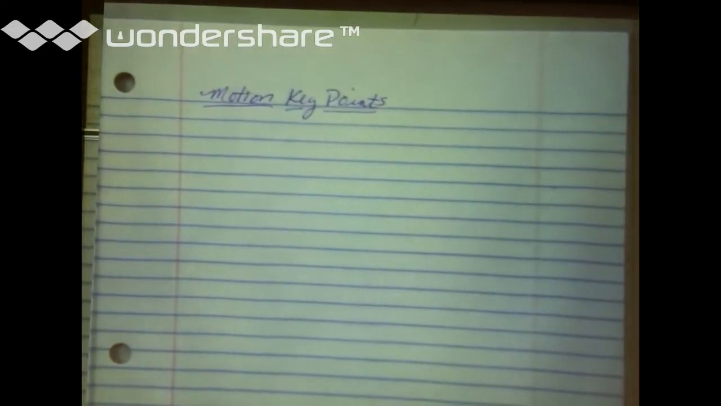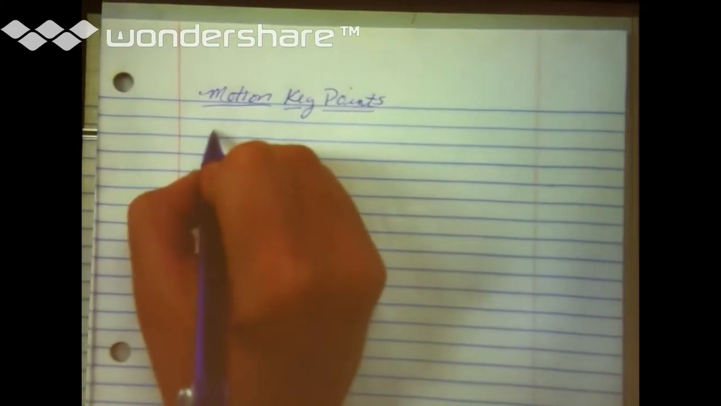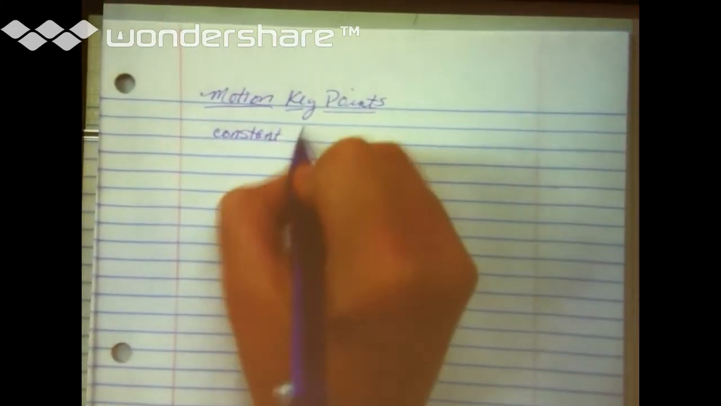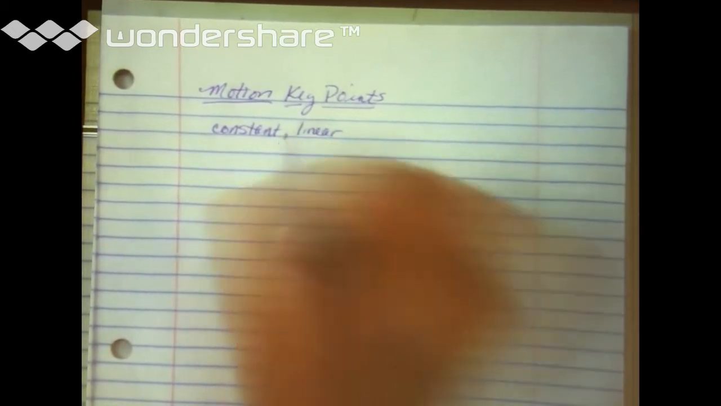We are doing motion key points. And the motion key points are going to summarize our Buggy Lab and set the stage for the next part of our unit. The Buggy Lab and the motion we're talking about for the next little bit is all going to be constant and linear.